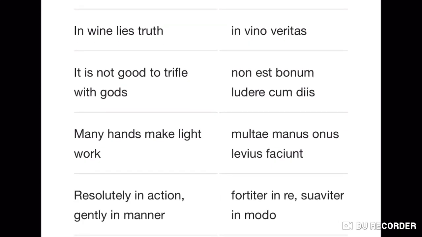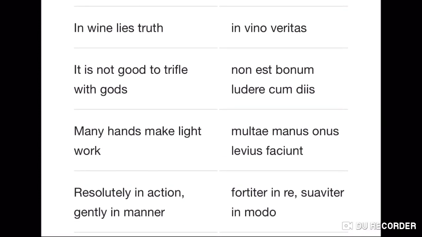And wine lies truth, in vino veritas. It is not good to trifle with gods. Non est bonum ludere cum diis. Many hands make light work. Multae manus onus leve faciunt. Resolutely in action, gently in manner. Fortiter in re, suaviter in modo.